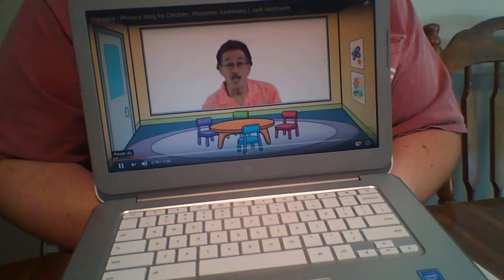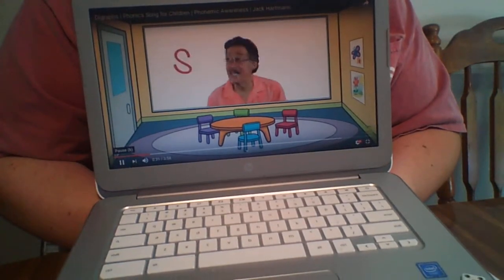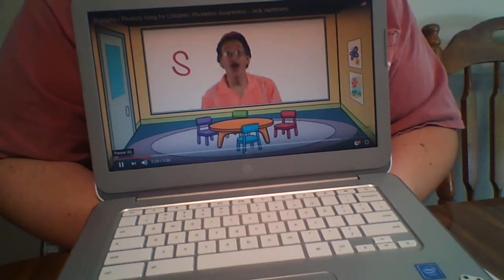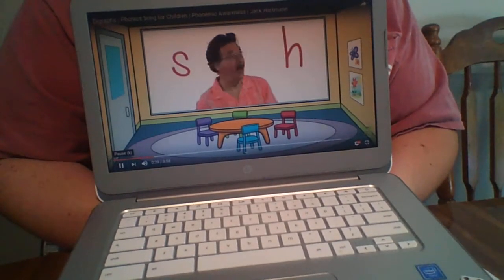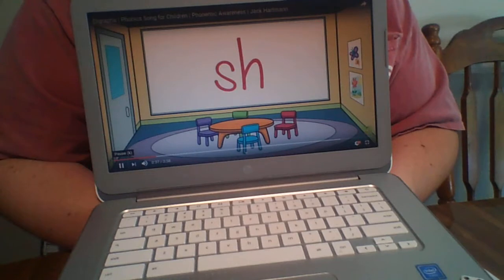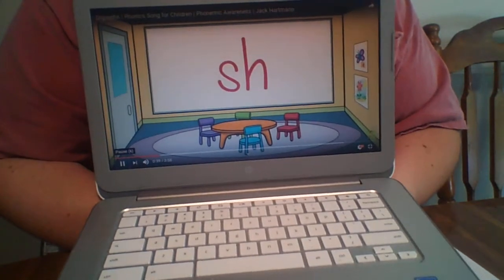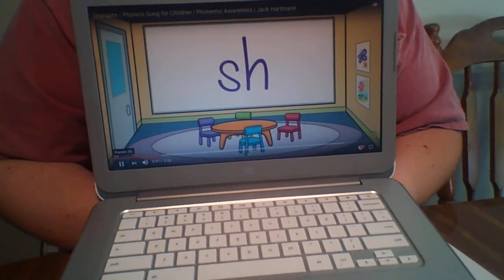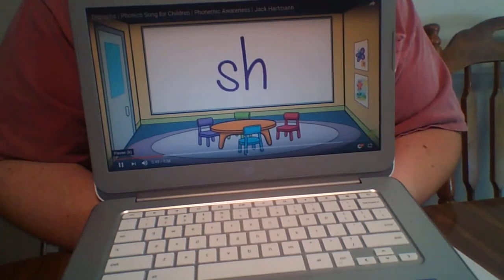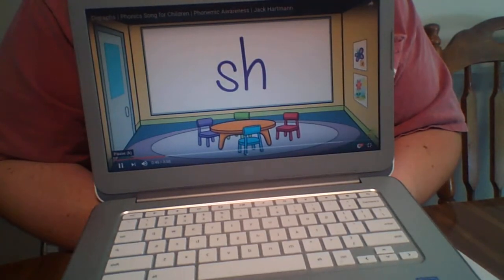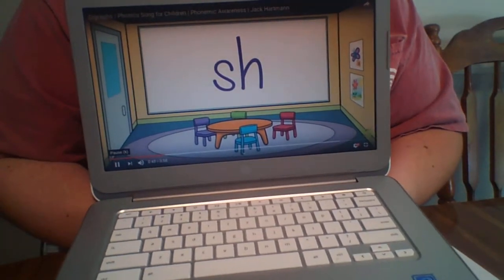Letter S, we say S. Letter H, we say H. Put the letters together and they make a new sound. Sh, sh, sh. You hear the sh sound in these words.